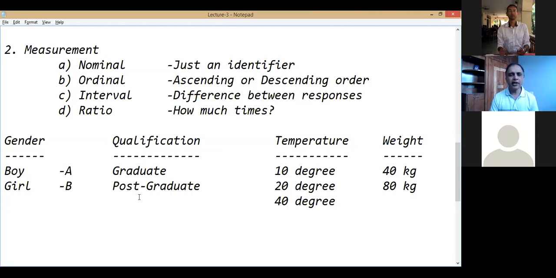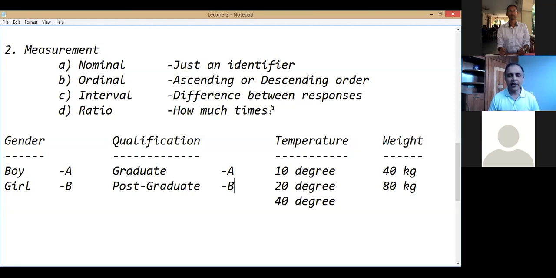Let me take another question, qualification. Now I have made it binary. I have removed the third option of PhD. I have made it a binary question. Now can you see, from the type of question, gender and qualification both are the same. Both are binary. So let me ask the same question to A and B. A said I am a graduate, B said I am a postgraduate.